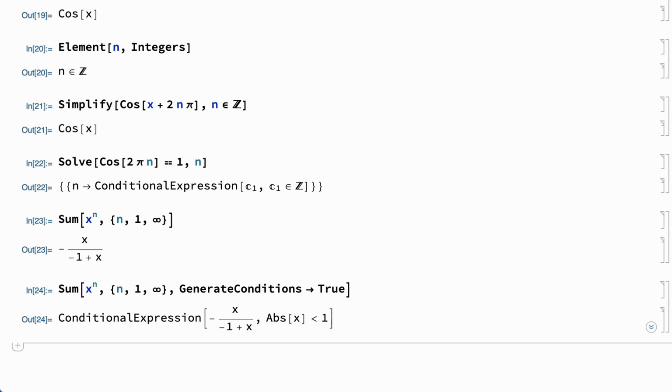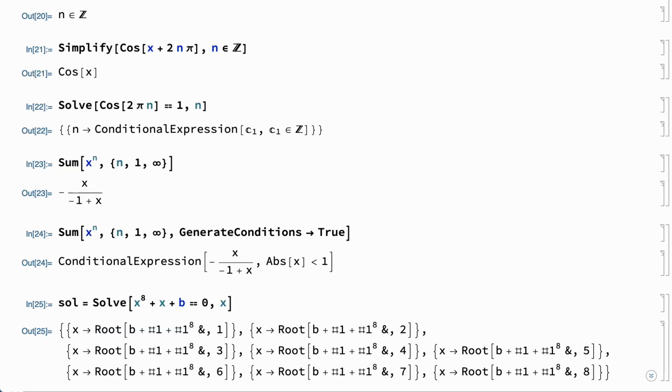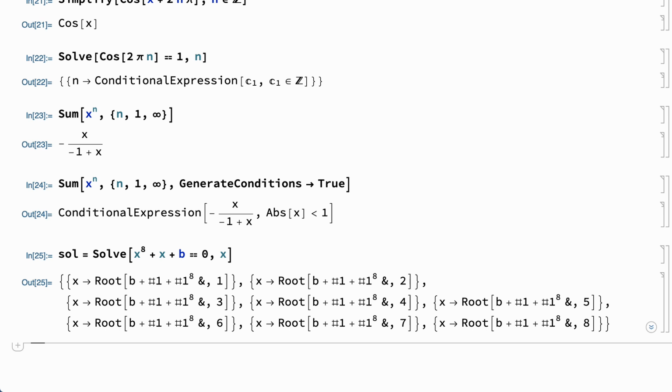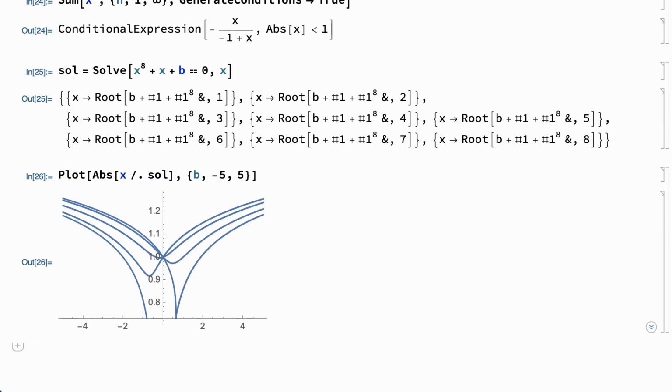In addition to conditional expressions, there are several other special structures that occur in symbolic calculations. One example is a root expression, such as the root expressions in this result from the solve function. Root expressions are used for representing numbers that occur as roots of polynomials. Root expressions can be used in calculations much like other symbolic expressions. For example, this shows a plot of the absolute values of those solutions as a function of the parameter b.